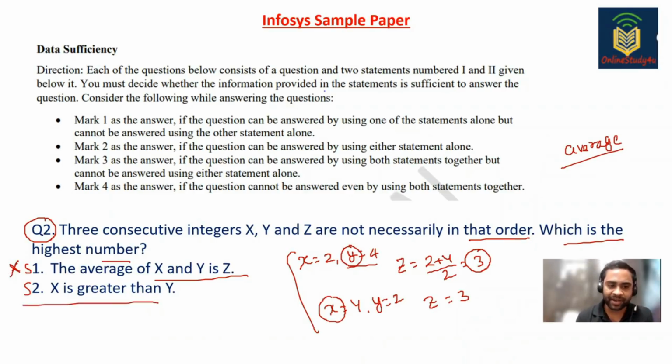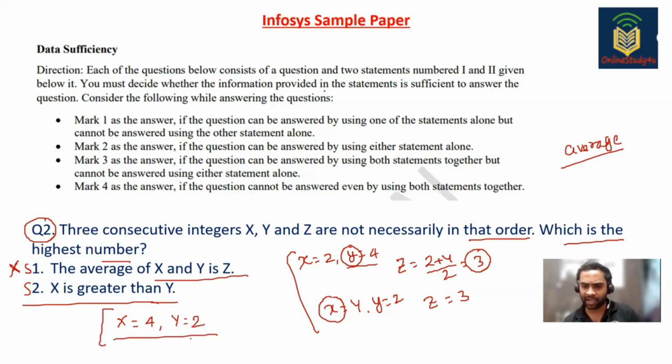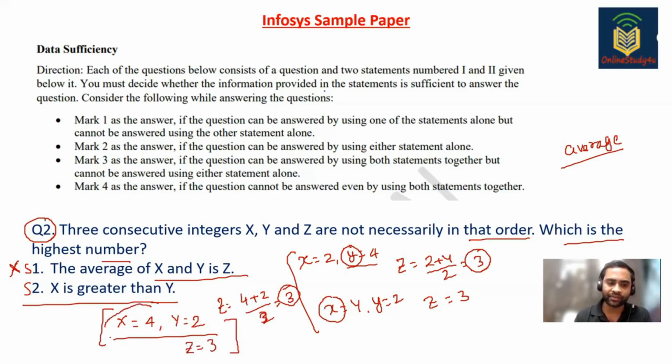Now from statement 2, x is greater than y. So here I will assume x is 4 and y is 2. Anything you can assume. See, x you can assume 4 lakhs, y you can assume 1 lakh, anything. They're just telling us x is greater than y. Now what will z become? 4 plus 2 by 2, so z will become 3. Now you can see which one is highest: x will be highest.